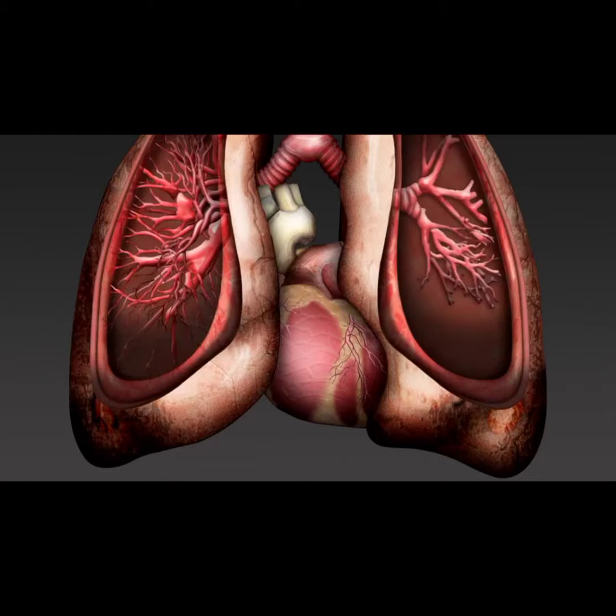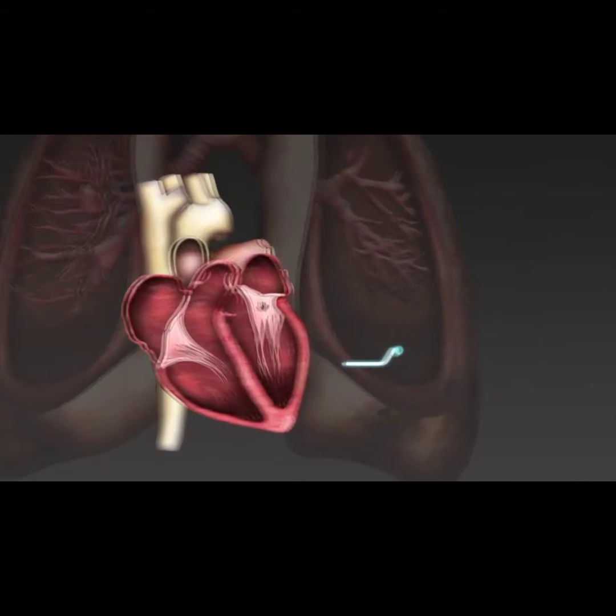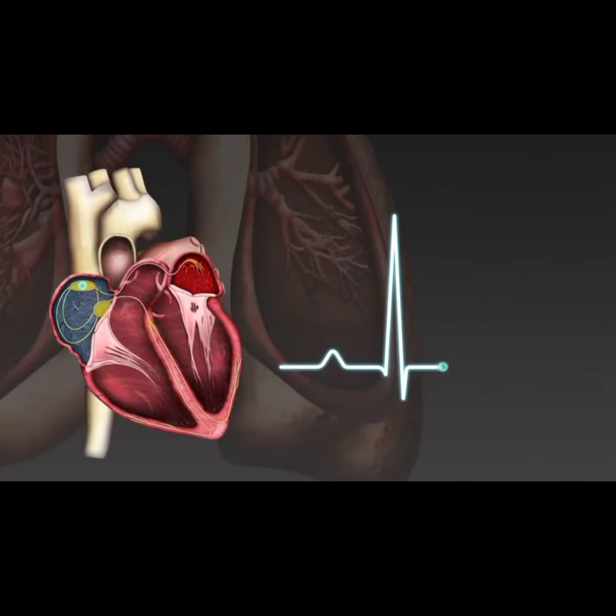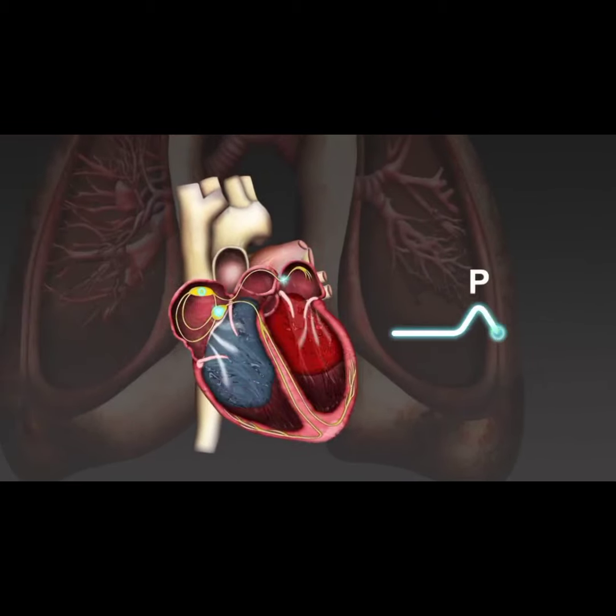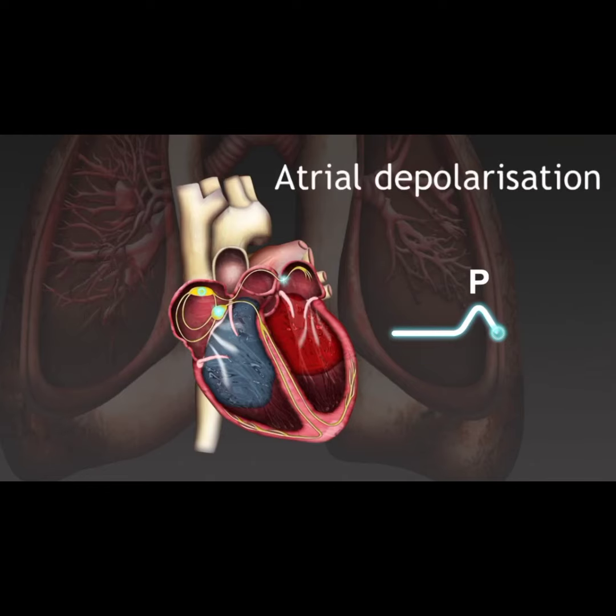The electrocardiogram, or ECG, is a recording of the heart's electrical activity via leads placed at standardized points on the subject's body. This animation shows how the different ECG waves are produced during a cardiac cycle. The P wave is produced as the electrical impulse travels through the atria, causing them to contract. The P wave corresponds to atrial depolarization.